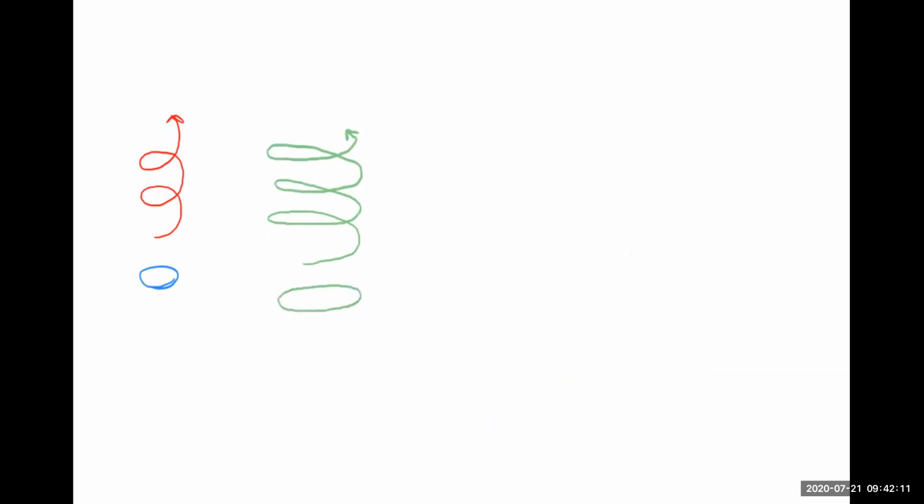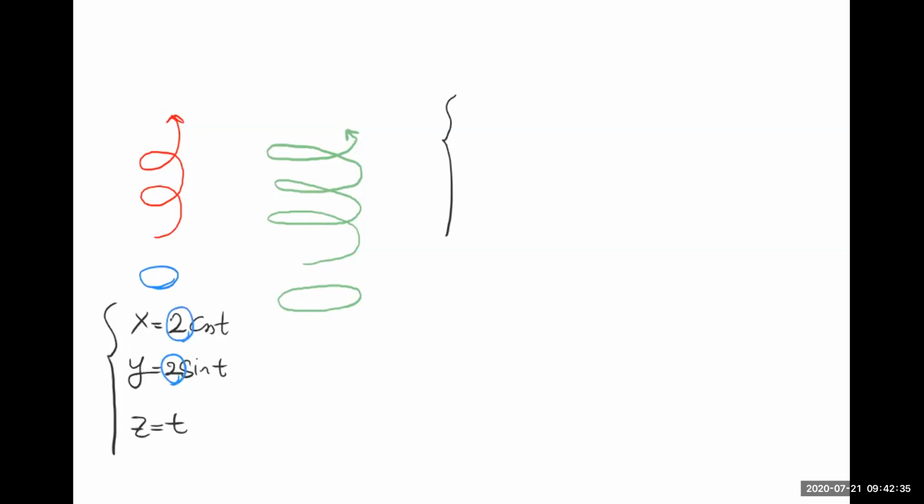Okay, how can I see that in the equations? Well, the equation of the one on the left side, this one, might be something like this: 2 cosine of t, 2 sine of t, and z might be t. It means when I have 2 here and here, I have a circle with radius 2. But here I might have x equals 2 cosine of t, y equals 4 sine of t, and z equals t.